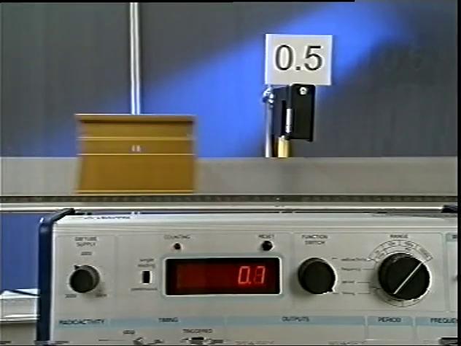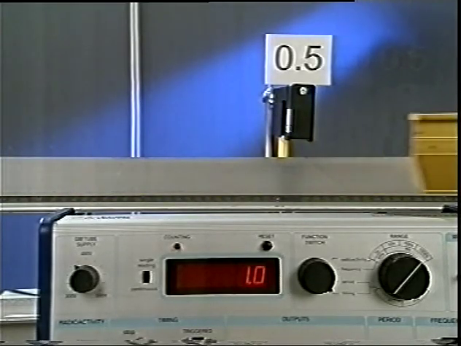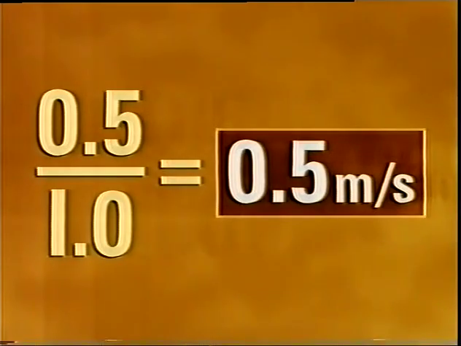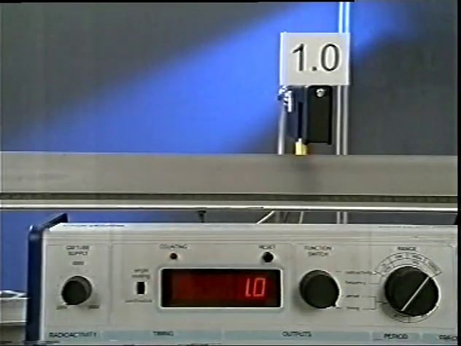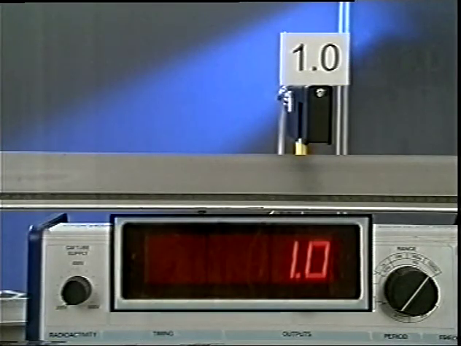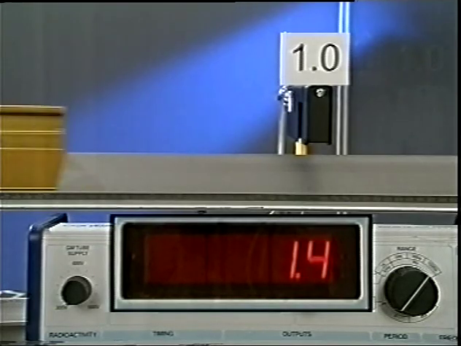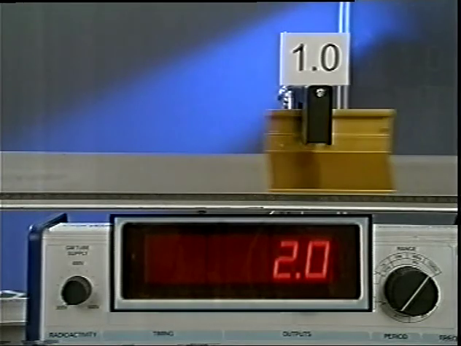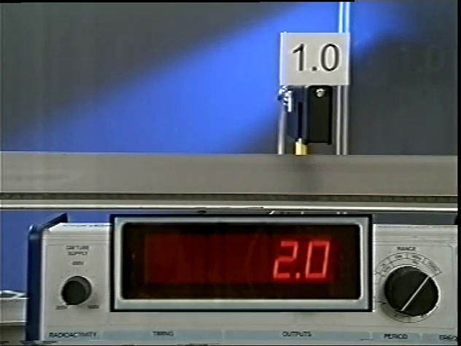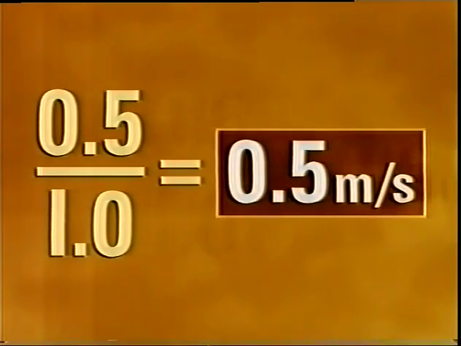To travel the first half a metre, it took 1 second. Distance travelled, which is 0.5 metres, divided by time taken, which is 1 second, gives an average speed of 0.5 metres per second. The timer reads 1 second at the start of the next half metre, and 2 seconds at the end. Again, distance travelled is 0.5 metres and time taken is 1 second, so the average speed is still 0.5 metres per second.